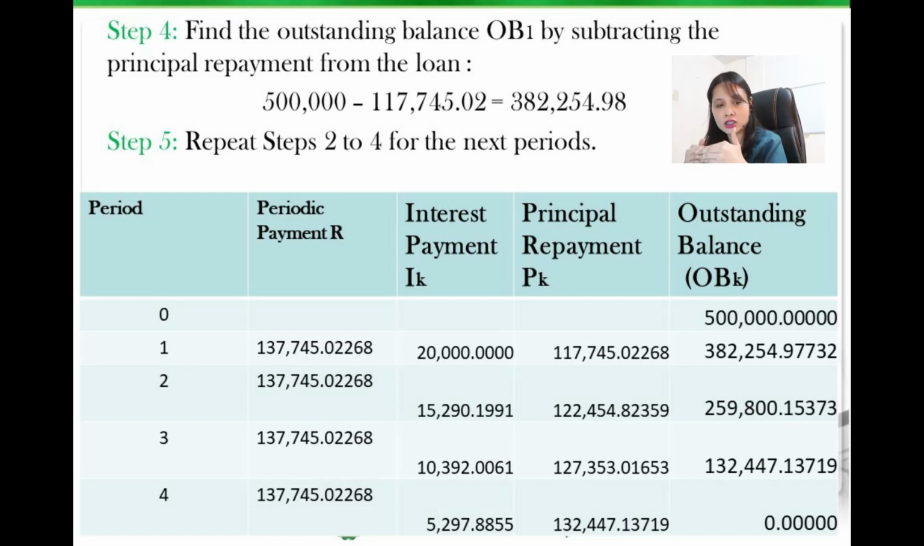And then repeat the process on the second, third, and fourth period. So that's how we construct an amortization schedule. Okay?